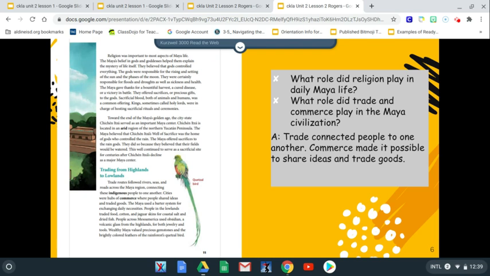So, what role did religion play in daily Maya life, like in the Maya civilization? How big was religion? And what role did trade and commerce play in Maya civilization? The answer, boys and girls, is trade connected people to one another, and commerce made it possible to share ideas and trade goods. So again, that answer was given to you right along in the passage.